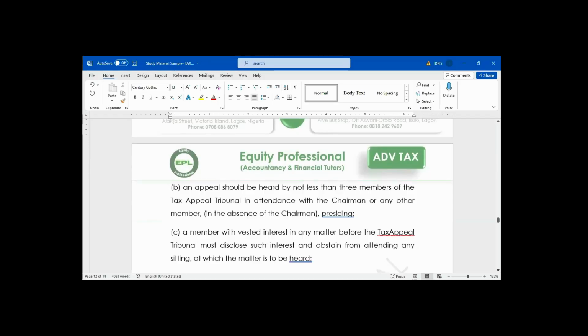For an appeal at the Tax Appeal Tribunal to form a quorum, at least 3 members must be available. We have members of the Tax Appeal Tribunal. I don't know their number now, maybe they are 12 in number or 7 in number. But if they want to sit to hear a case between a taxpayer and the tax authority, at least 3 members of the tribunal must be available to form a quorum.